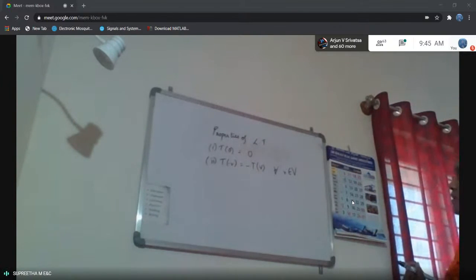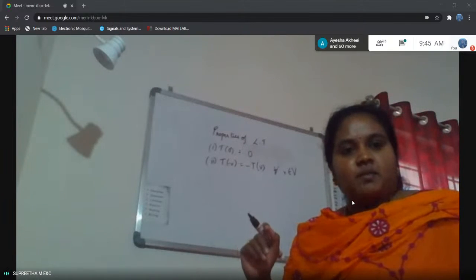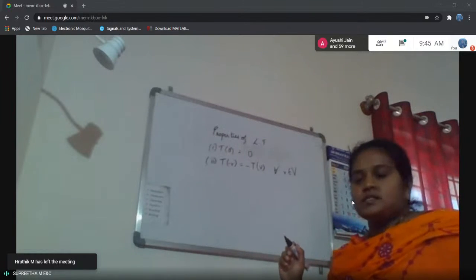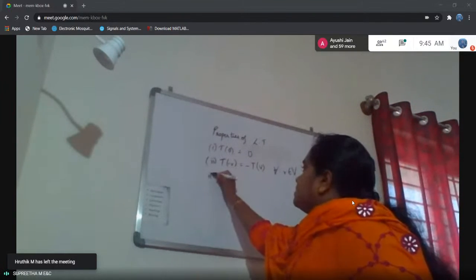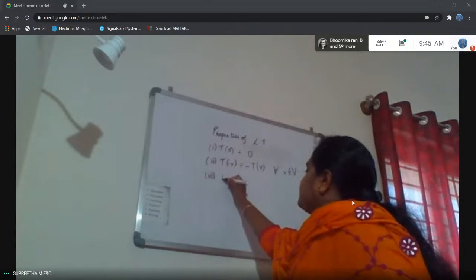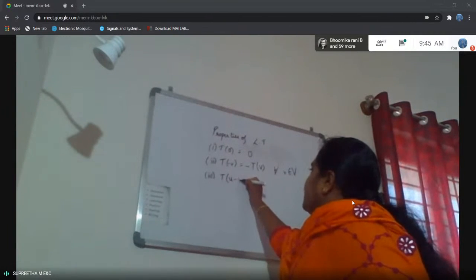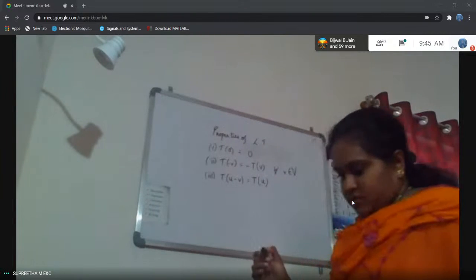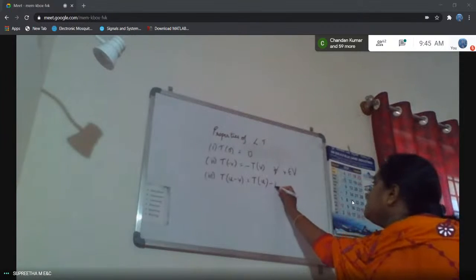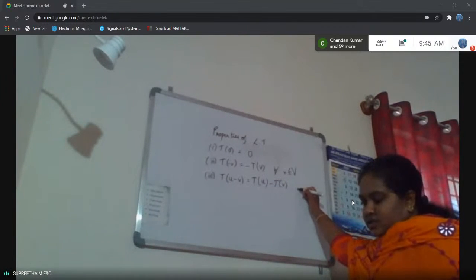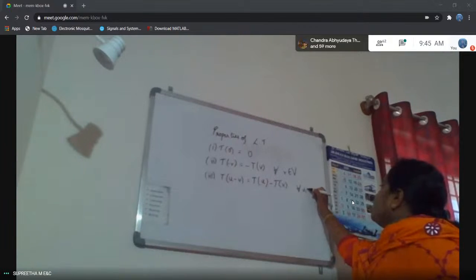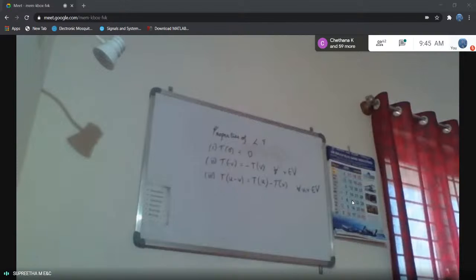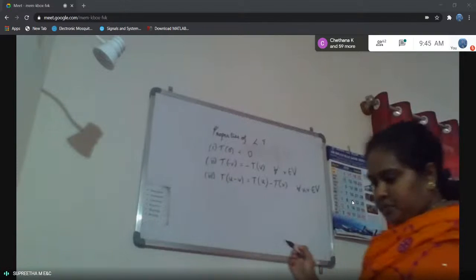Then, as we have all seen, whenever I say it's a linear transform, it preserves additivity as well as scalar multiplication. So the third property would be T of u minus v is equal to transformation of u minus transformation of v, for all u, v belonging to the vector space V. Okay. Then what is the fourth property?